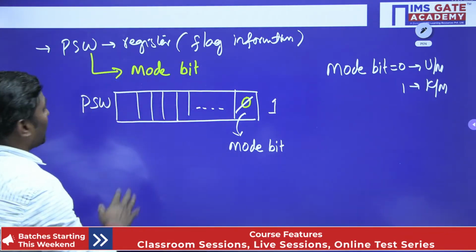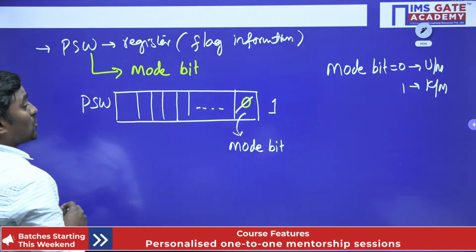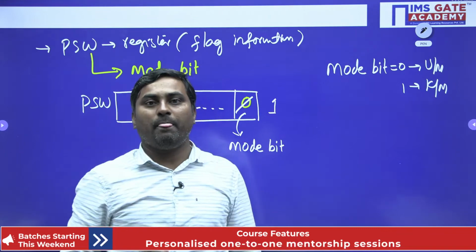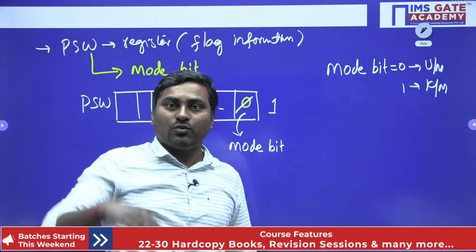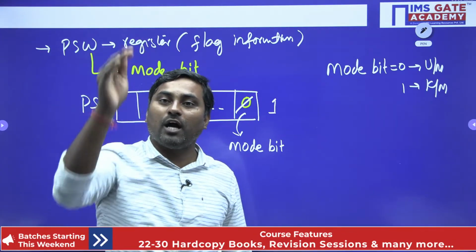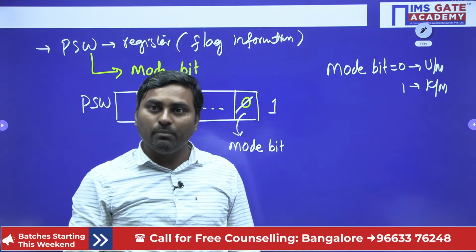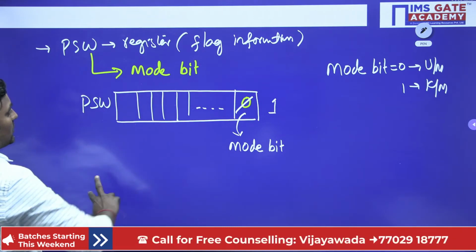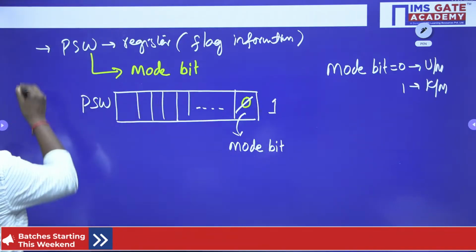Whenever you change the mode bit from user mode to kernel mode, the currently executing process gets blocked. Whatever normal execution the CPU was doing, you have to stop and block it, then jump to kernel mode. Immediately after that, the second step is to read the dispatch table. This is the first thing that happened.